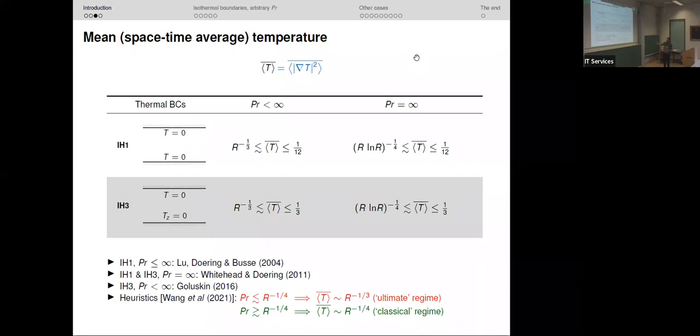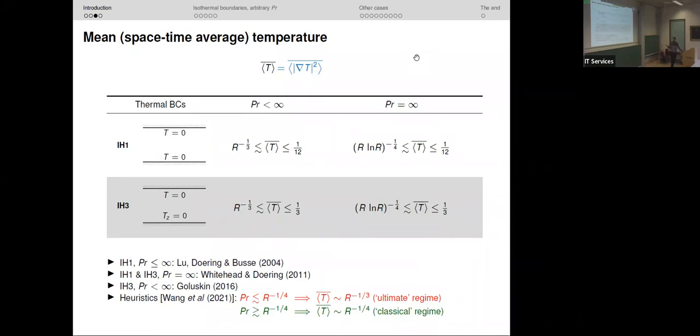These predictions say that if the Prandtl number is sufficiently small compared to the Rayleigh number, then one expects the mean temperature to scale as Rayleigh to the -1/3, which is consistent with these lower bounds that apply at low Prandtl number as well. And if the Prandtl number is large, and in particular infinity, then one expects the mean temperature to scale as Rayleigh to the -1/4. So all of these rigorous results that have been proven by Lou, Doering, and Busse, and then by Whitehead and Doering, actually agree with these phenomenological predictions. So the picture here is fairly complete.